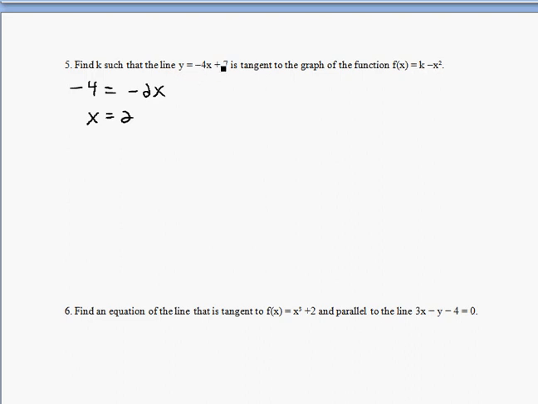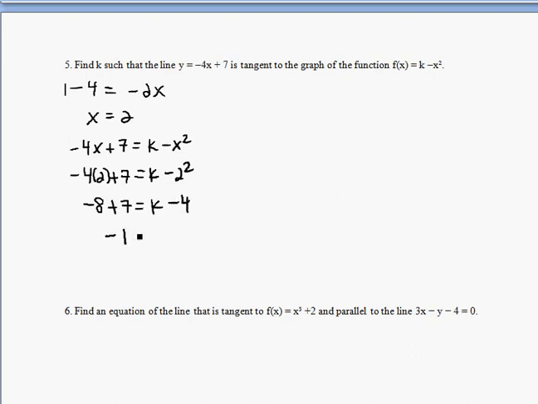So now we have a tangent line and a function. Let's set the tangent line equal to the function. These two must equal each other in order for it to be a tangent line. At what number? At 2. So we just plug 2 in. So we have -4 times 2 plus 7, equals k minus 2 squared. So this is -8 plus 7 equals k minus 4. So -1 equals k minus 4. So our k value is 3. So derivatives equal to each other, functions equal to each other, use the corresponding x value, and then you get your value of k.